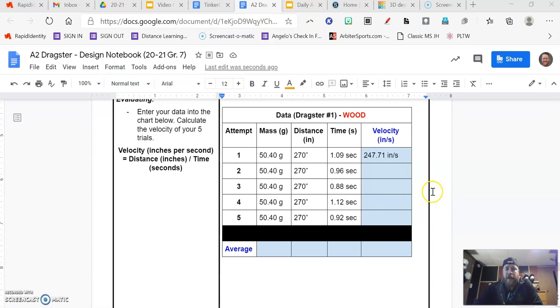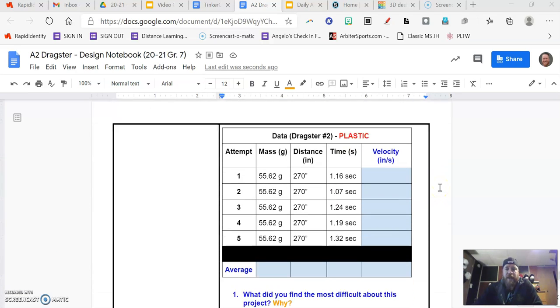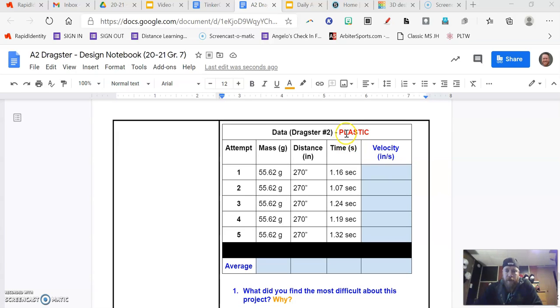Now that you have your averages calculated for the wooden dragster, we are going to scroll down to the second chart, and this one was data from the plastic dragster that I created and 3D printed. So we're going to do the same thing. So you can see that this dragster was raced, or it was tested 5 different times. I've got the mass because I didn't make any changes to it, so the mass stayed the same for all of these. The distance, this car also went to the end of the track, so our distance was all the same, 270 inches, but the times were a little bit different.